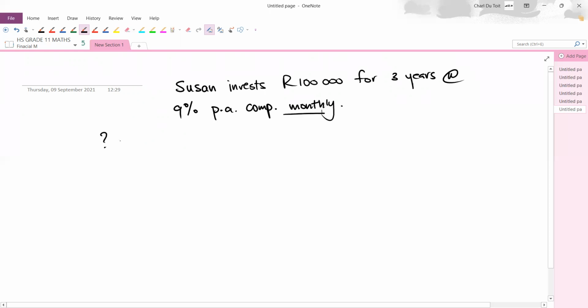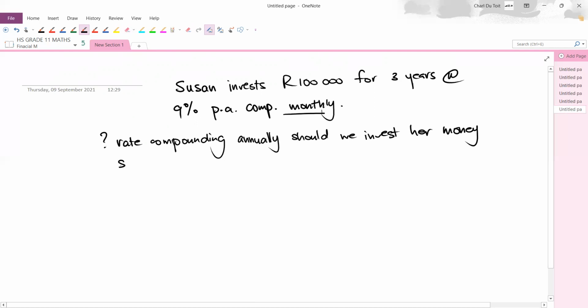I want to know at what rate compounding yearly, annually is probably a better word. What rate compounded annually should we invest our money, so it will give the same balance or yield? Right.